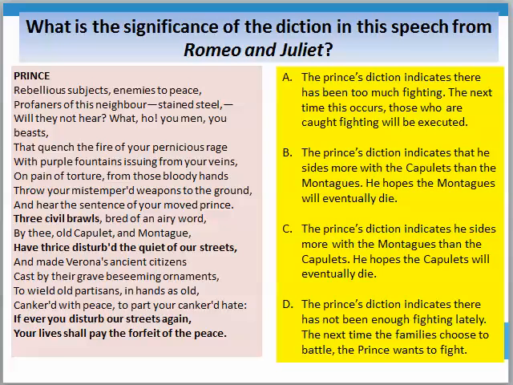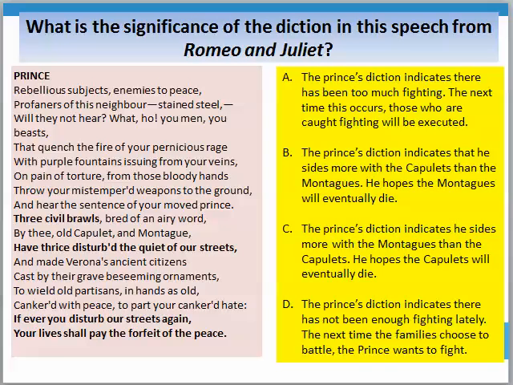The next time this occurs, those who are caught fighting will be executed. Or B. The prince's diction indicates that he sides more with the Capulets than the Montagues. He hopes that the Montagues will eventually die. Or C. The prince's diction indicates he sides more with the Montagues than the Capulets, and he hopes the Capulets will eventually die. Or D. The prince's diction indicates there has not been enough fighting lately, and the next time the families choose to battle, the prince wants to fight.